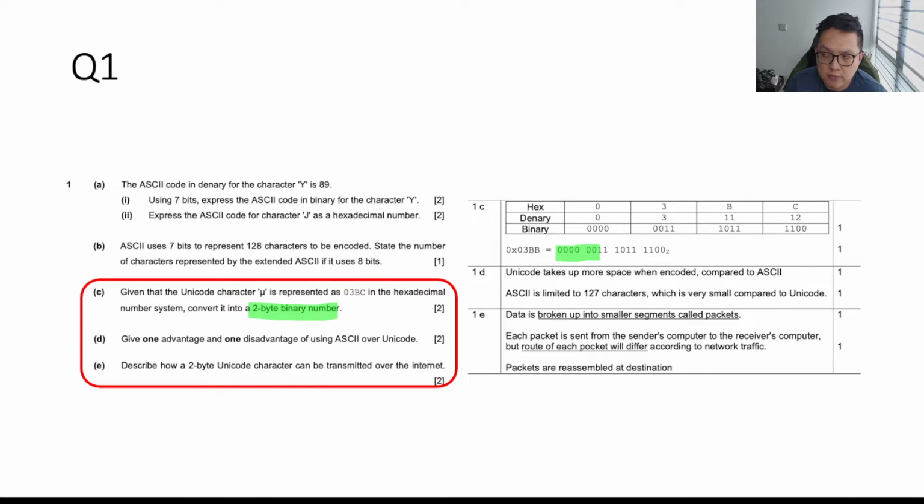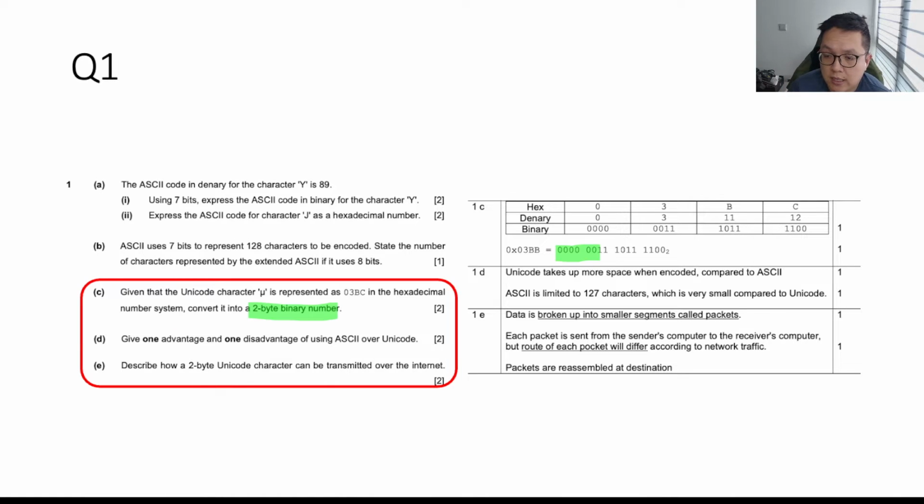You need to mention this is the part of networking where you say it's broken up into packets. It's smaller data segments through packets. Then you send them over the internet, but the path will differ according to network traffic. It's not a predetermined path. Then the reassembly will happen at the end. Most of the marks are given for the breaking up into packets and then the different routes. So make sure you have those points.